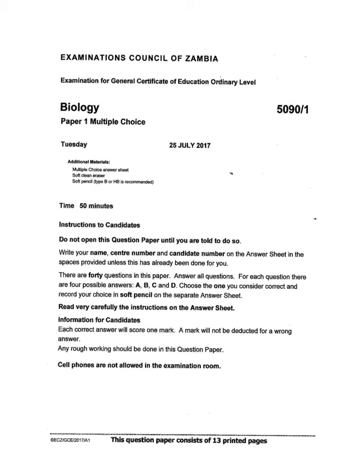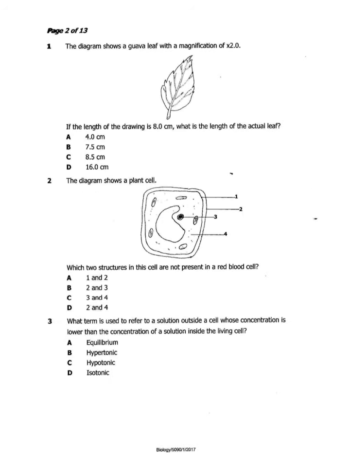In this video, we are going to revise Biology Paper 1, where we have multiple choices. Now, this is the 2017 for external. So let's look at the first question. The first question, the diagram shows a guava leaf with a magnification of 2.0.